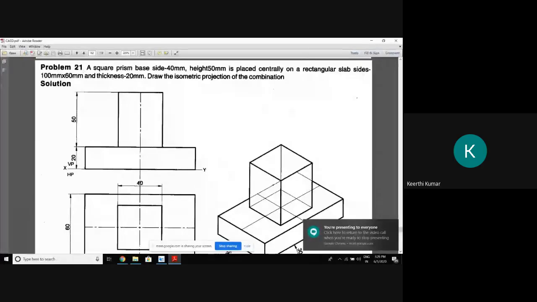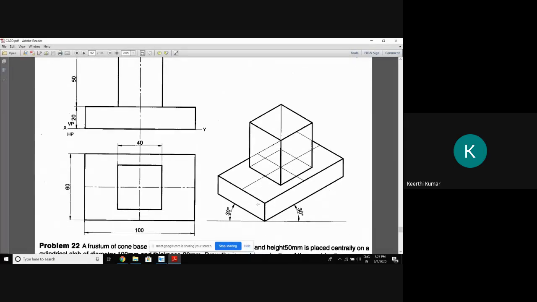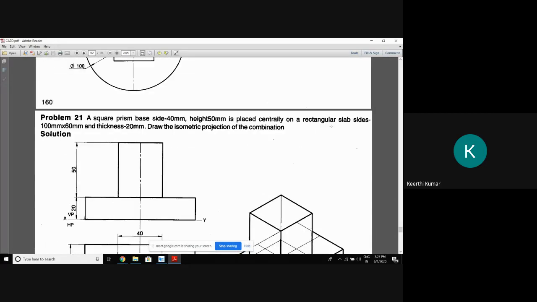A square prism of base side 40, height 50 is placed centrally on a rectangular slab. Earlier it was a square slab; now it is a rectangular slab of sides 100 into 60 and thickness 20. Draw the isometric projections. The base is a rectangle. You take 30 degrees on both sides, but the dimensions taken earlier were the same on both sides because it was square. Now it is rectangular.